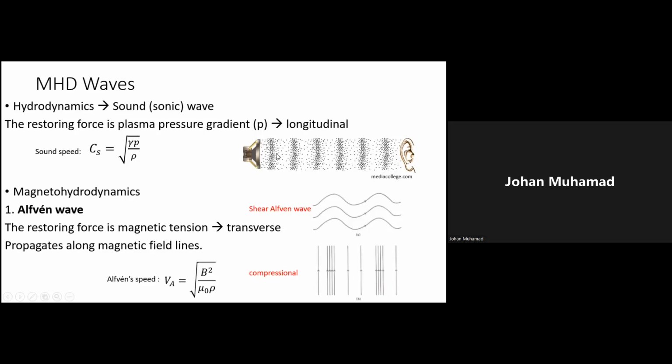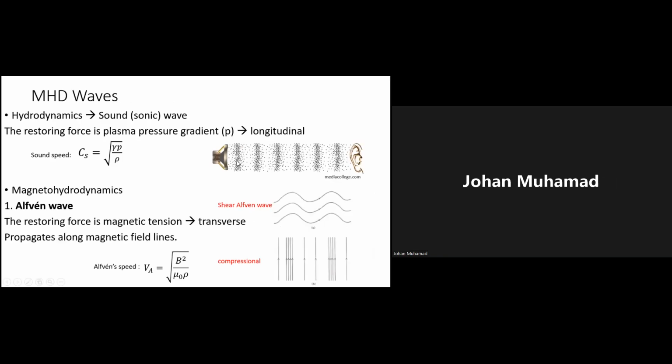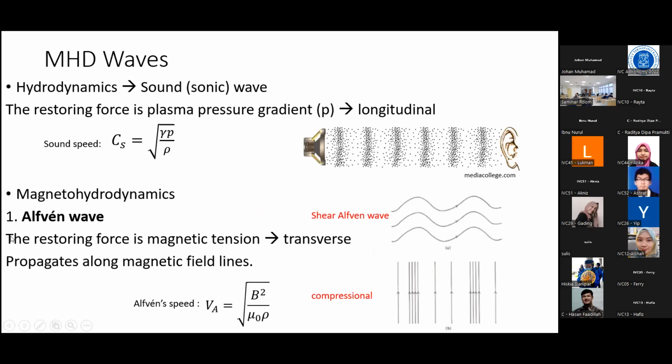So we have a changing of density here, and then because of the difference in plasma pressure gradient, we can hear a voice, and the direction is longitudinal. And we can calculate the sound speed like this. But in magnetohydrodynamics, we also have plasma and also a magnetic field, so there's another possibility of waves that we can obtain.